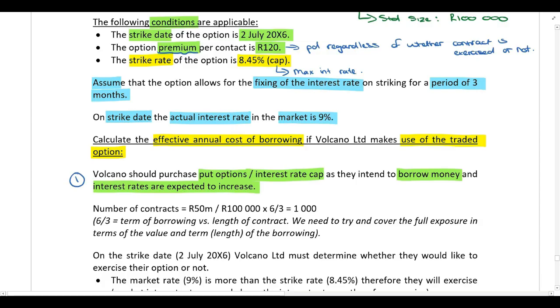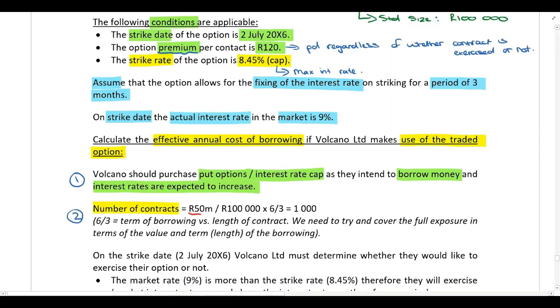So in the first step of my solution, I say that we are going for the put option or the interest rate cap because the company is looking at borrowing money and they are concerned interest rates are going to increase. So always start with that. Discuss whether it is a put option or a call option. Then calculate the number of contracts.